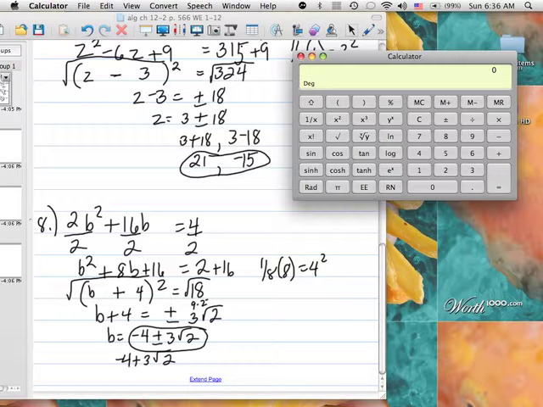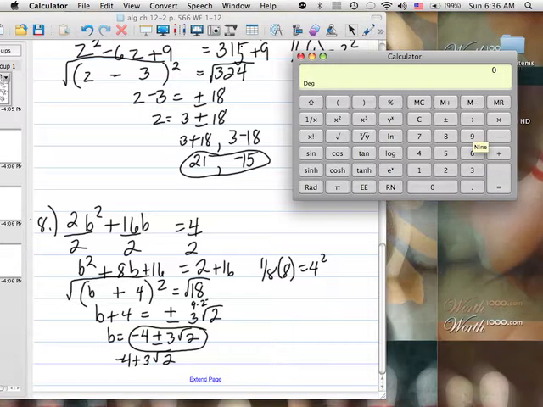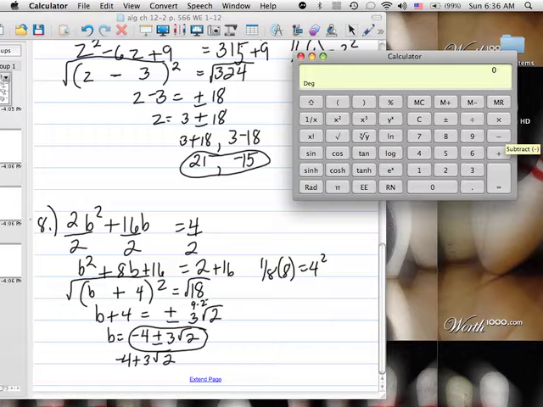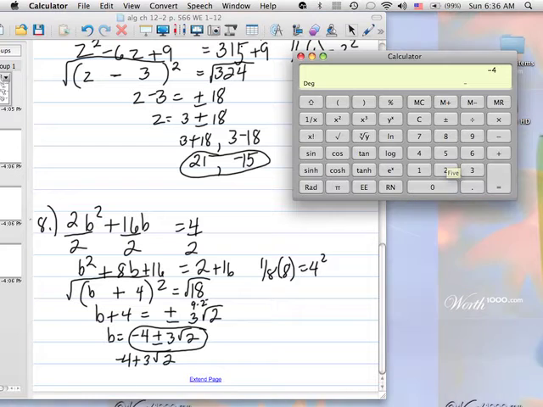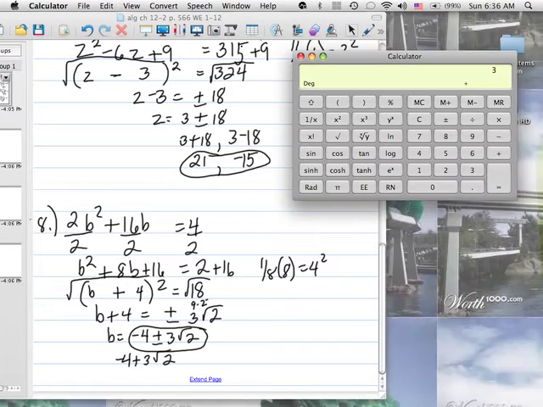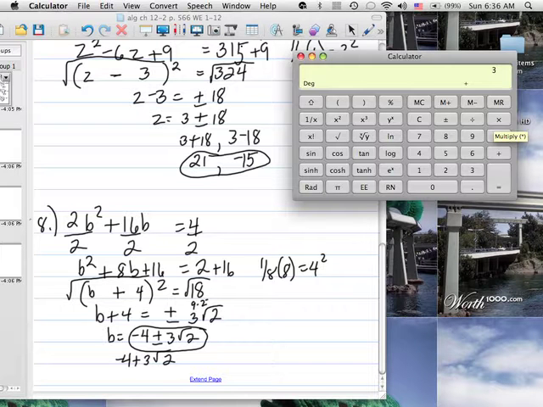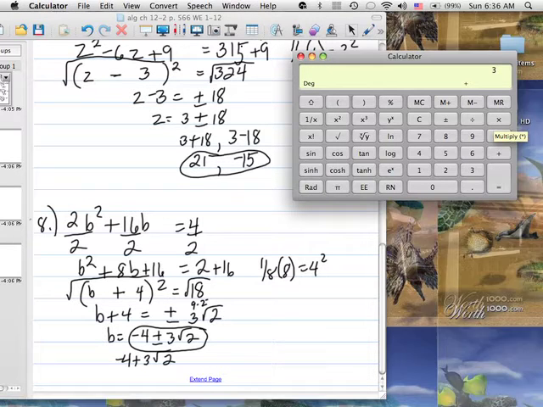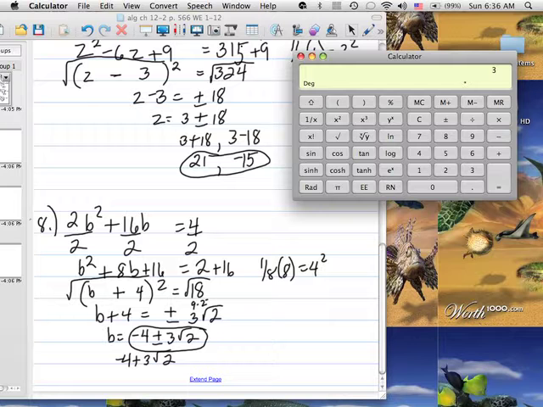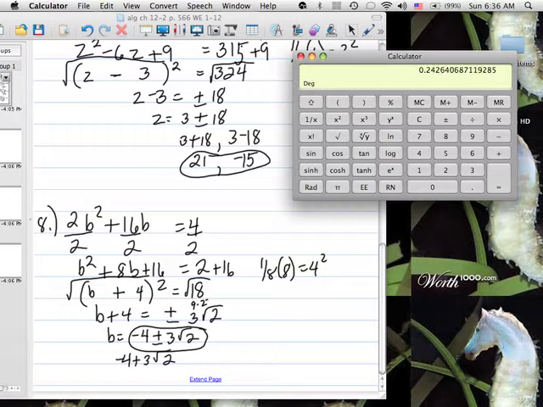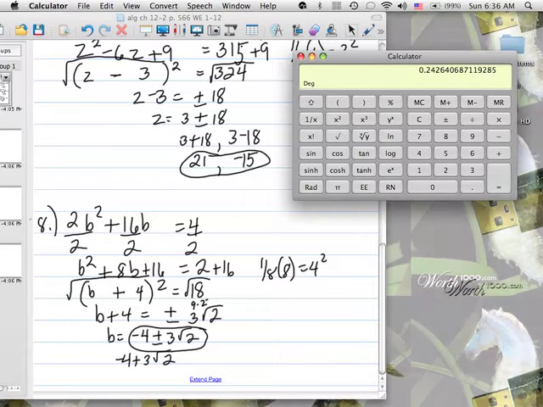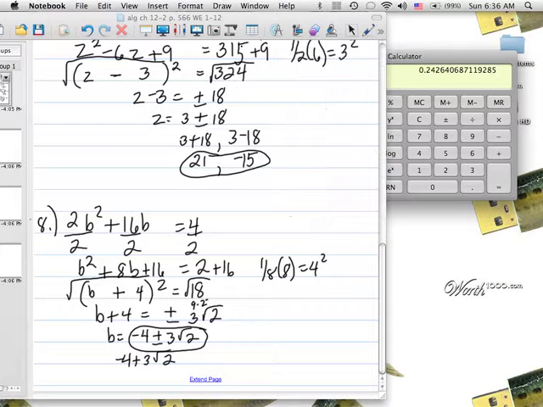Okay, there's something wrong here. Let's try it again. Negative 4 plus 3 times radical 2. And I get 0.2 to the nearest tenth.